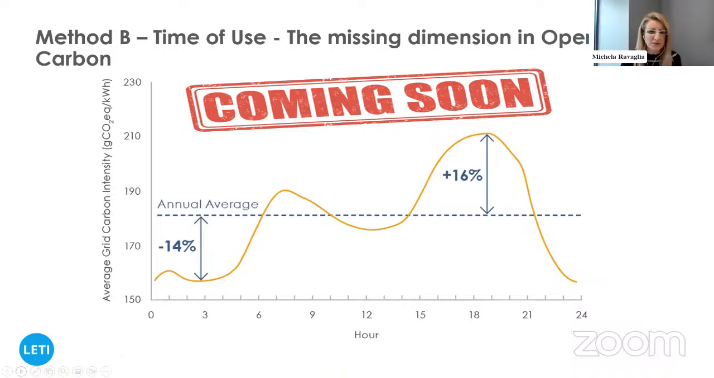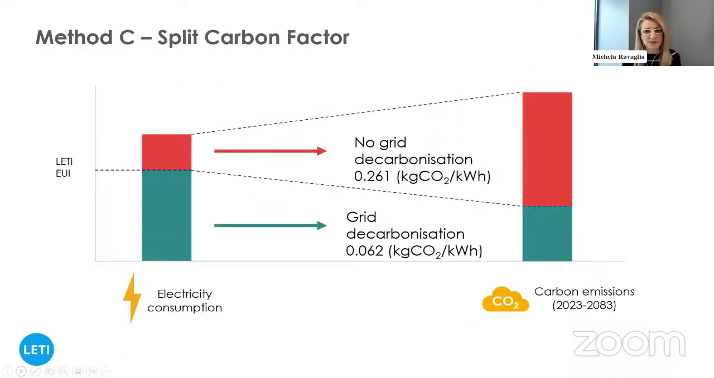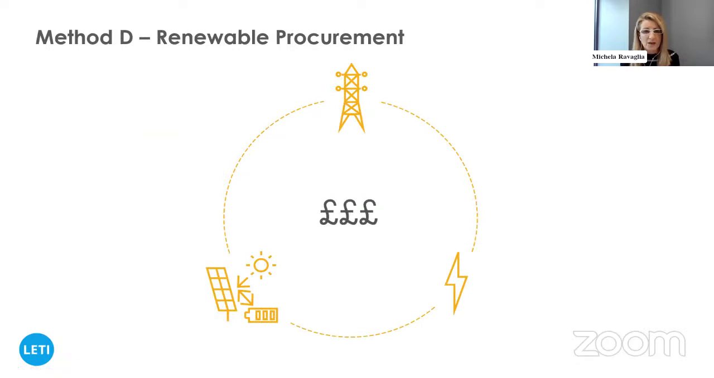Thank you both. So looking at the next method, method C, is this split carbon factor that has been recommended as the main outcome of this workstream, where a carbon factor is applied to electricity consumption that meets LETI EUI targets, with a higher carbon factor applied to electricity consumption higher than the LETI EUI targets. Method D proposes to use a different carbon factor that depends on if the building will use renewable energy or not.